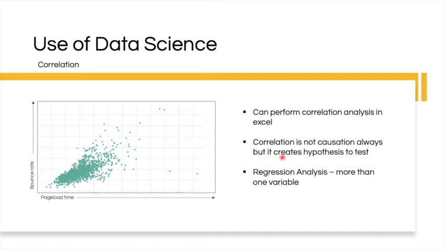One point to note is that correlation is not causation, but this gives us an opportunity to create a hypothesis. For example, in this case, you can see bounce rate and page load time have a positive correlation. Then we can run a test by reducing the page load time to see whether the bounce rate decreases. So that is the hypothesis we get from this correlation analysis. And if you want to look at the relationship of more than one variable, not just page load time, you can use data science analyses like regression analysis. It allows us to look at more than one variable and see the relationship.